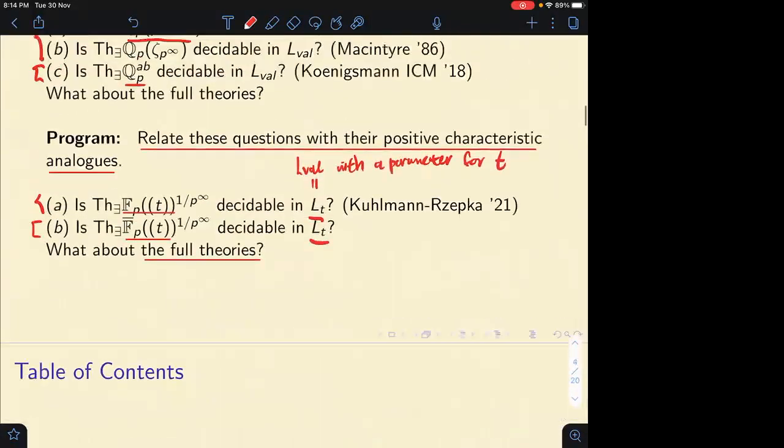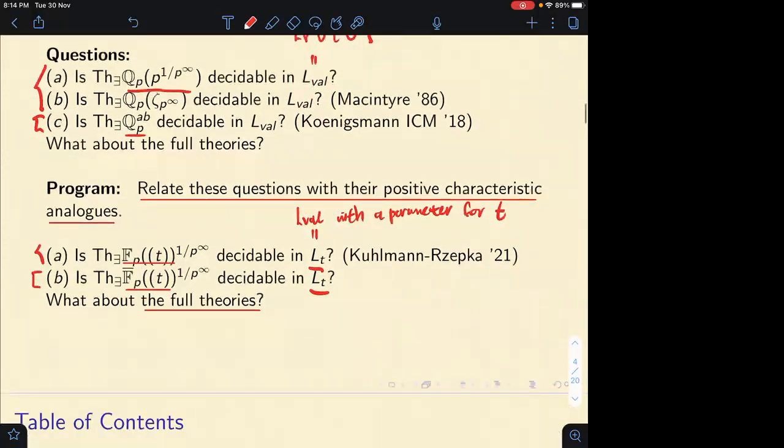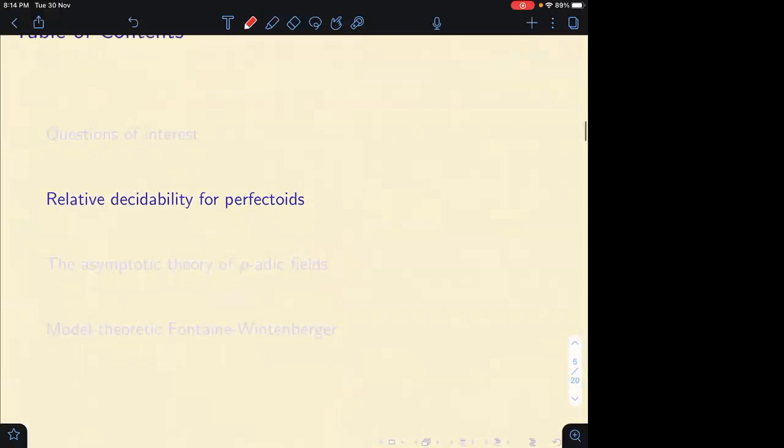So yeah, before I continue, let me say that these results actually fit into the larger framework of perfectoid fields. So now we're going to show a relative decidability theorem for perfectoid fields, which will roughly say that whenever you have a perfectoid field, it's decidable relative to its tilt. Okay, this will not quite be true. You need to add a natural ingredient, but that's where we're heading essentially.